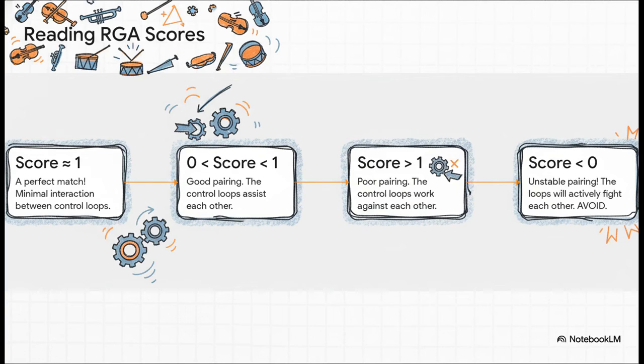If the score is close to 1, boom, you've got a perfect match with very little interaction. If it's between 0 and 1, the loops actually help each other out, which is pretty good. But if the score is greater than 1, they start working against each other. And a negative score? Oh, that's a huge red flag. That means the loops will actively fight, which leads to instability. You avoid those pairings no matter what.